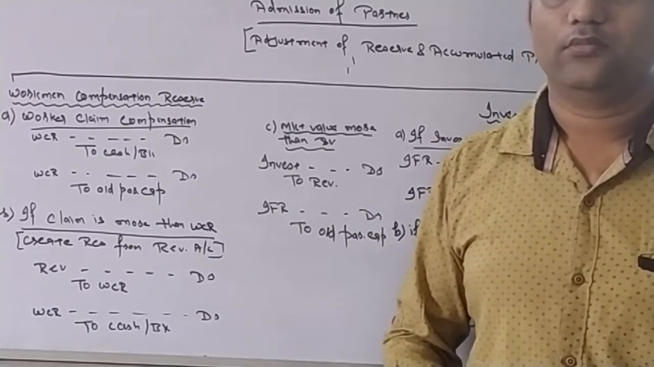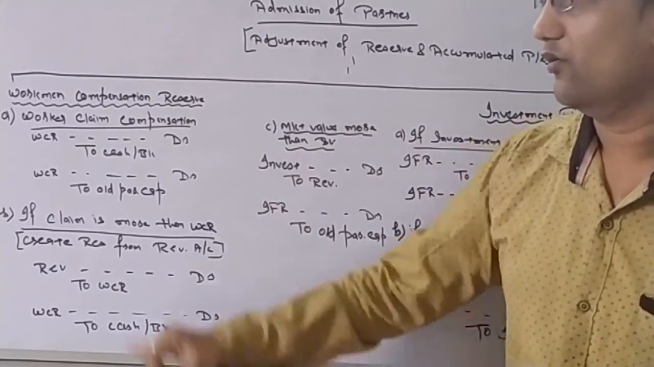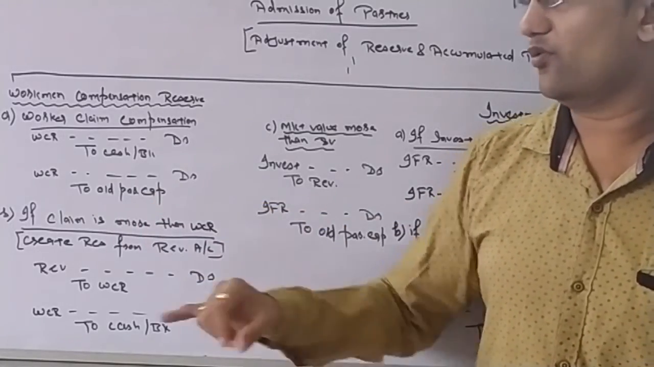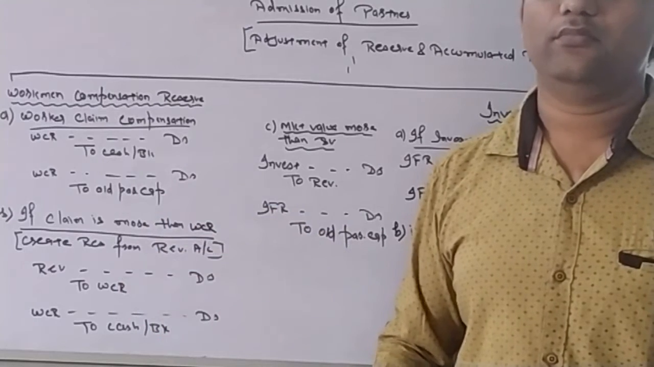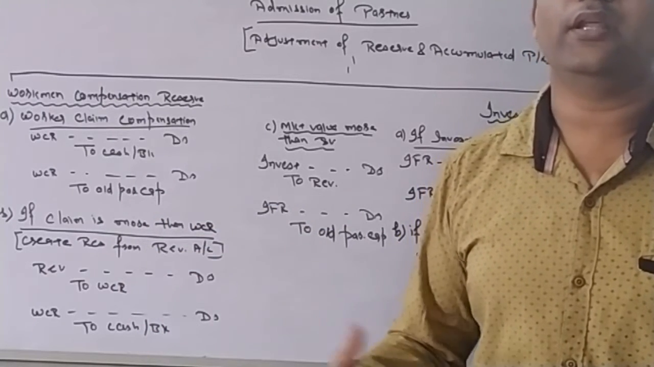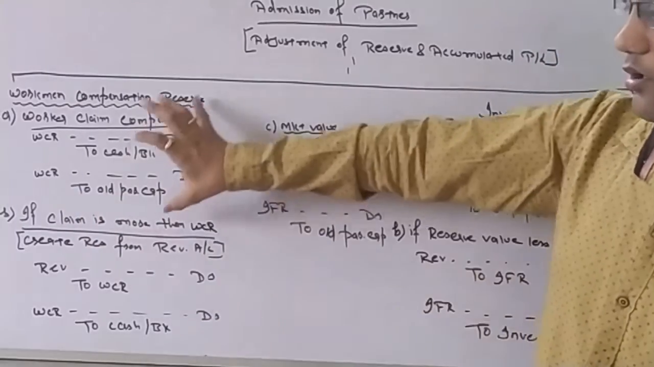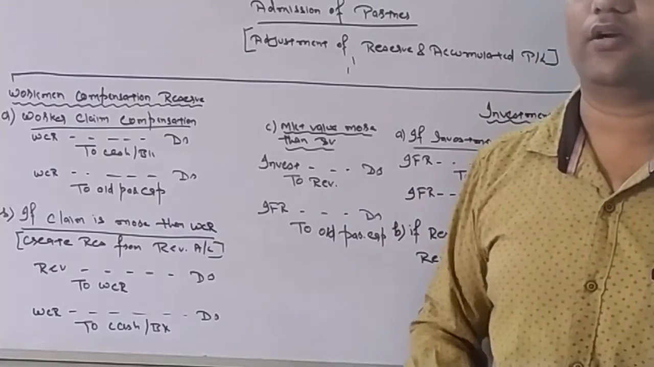3,000 gone. Now the remaining 7,000 we will distribute among old partners. Workmen compensation reserve account debit to old partners' capital. That means workmen compensation reserve account debit to A's capital and B's capital in 2:3 ratio, in their old profit sharing ratio. So this is the extra entry we have got to learn if a worker claims.